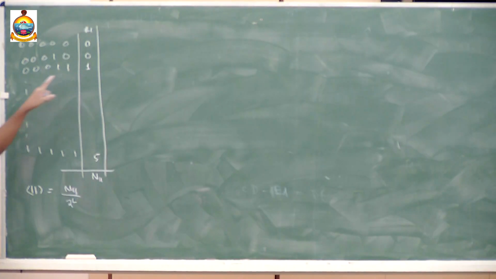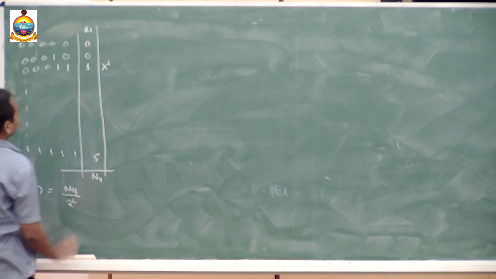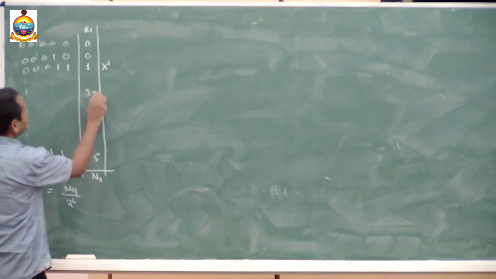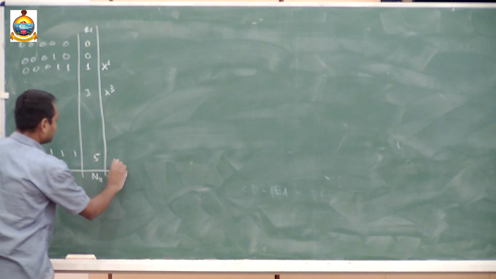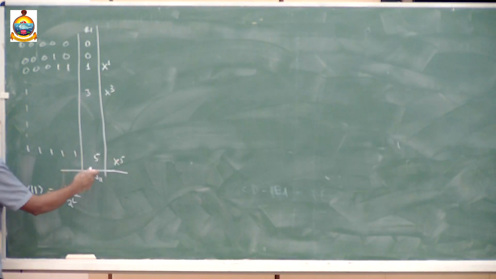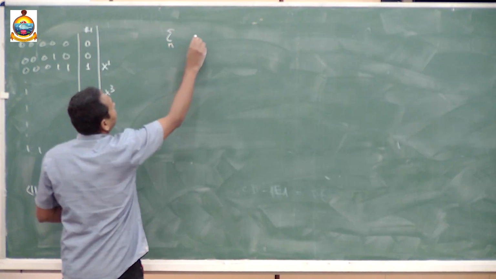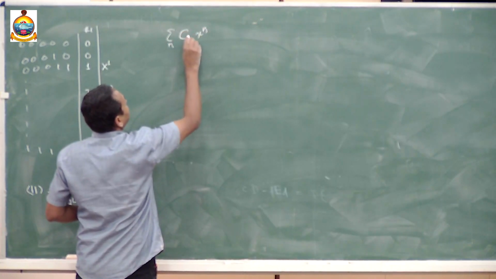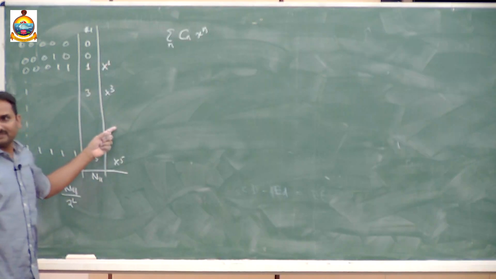here is 1, I write x to the power 1 here. If the number of consecutive ones is 3, I put x to the power 3. If it is 5, I put x to the power 5. And instead of making this sum, I will make this sum. So this sum will give you the summation over n of x to the power n times Cn, some Cn, wherever there is 1.